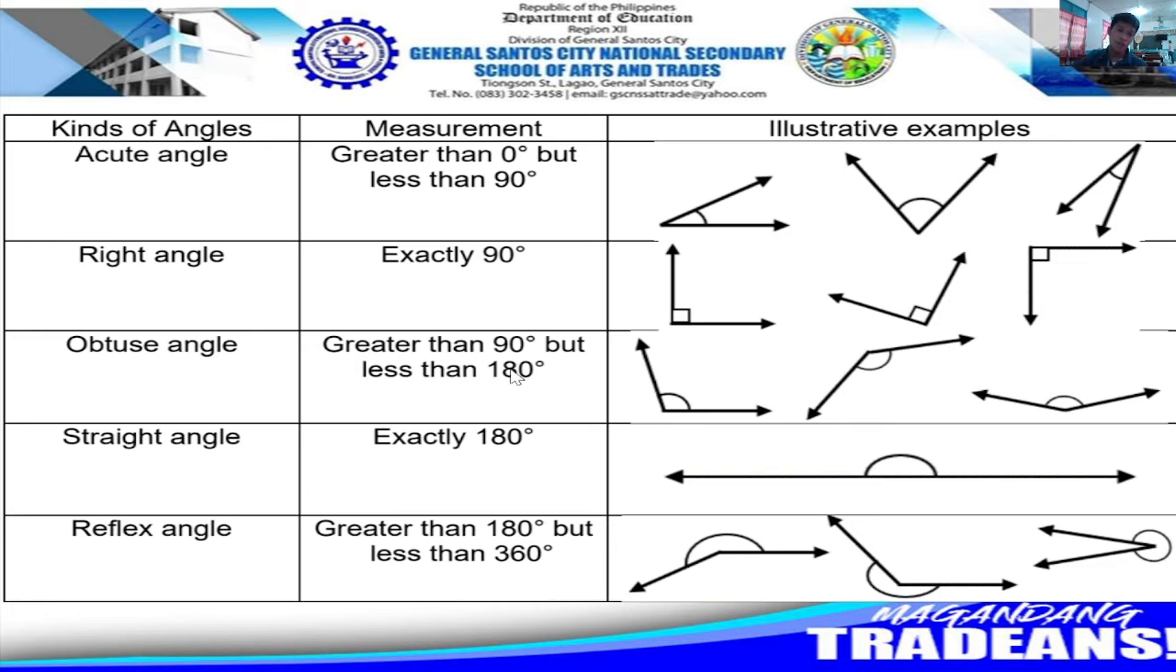Acute angle po kapag ang degrees mo between 0 to 90 degrees. So, these are the examples of acute angle. Right angle naman po kapag exactly 90 degrees, and these are the examples. Obtuse naman po pag more than 90 and less than 180. Straight angle naman po kapag 180 and reflex kapag beyond 180 and less than 360. Okay, these are the types of angle. Ulit natin, acute, right, obtuse, straight, and reflex. Okay, pause for a while and copy this one on your notebook.